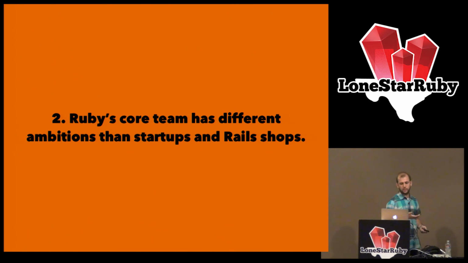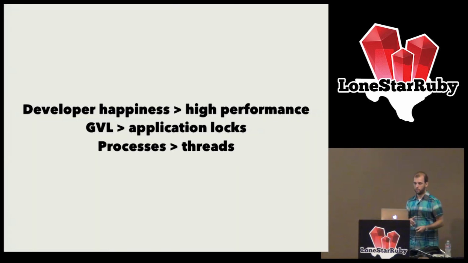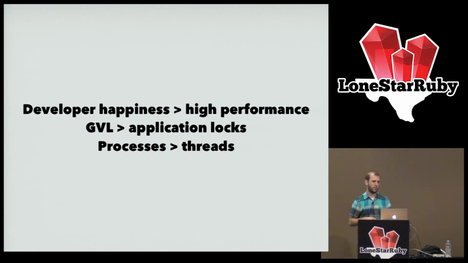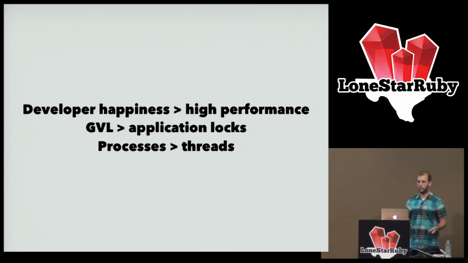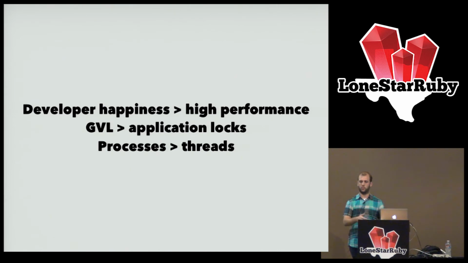Ruby's core team has different ambitions than a lot of us in America doing startups, working at Rails shops. Their goals are different, and that's part of why MRI is never going to be HotSpot or V8. They're prioritizing developer happiness over high performance. They're prioritizing having a global variable lock so you can only run Ruby in one thread over having a bunch of application-level mutexes and locks in your code. And they know processes as well. They know how to work with them, what works and what doesn't, the shortcomings. And so MRI for the foreseeable future will probably be process-centric instead of thread-centric.